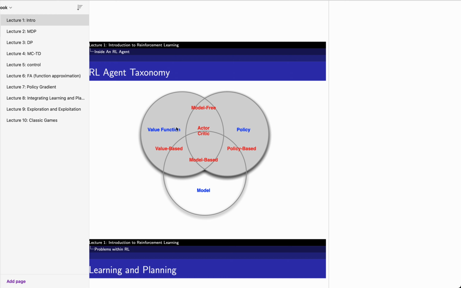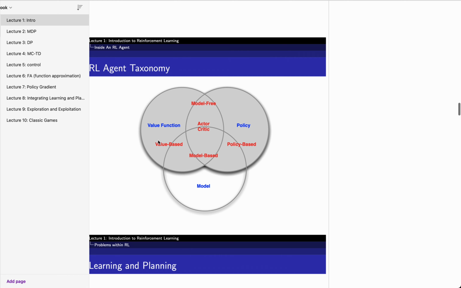Again, this chart illustrates the differences and the relationships of all these different learning methods. You have value-based on the left, policy-based on the right, and the intersection is actor-critic. Then model-free, and then model-based.